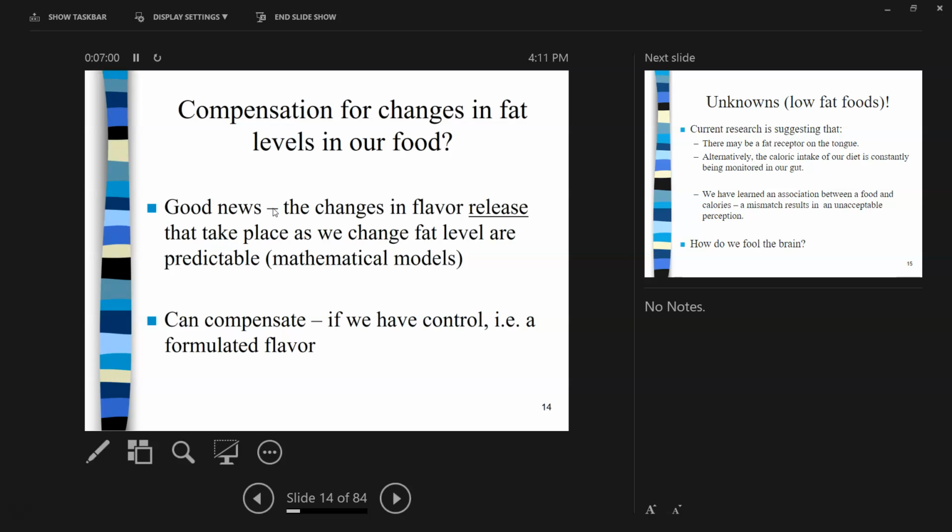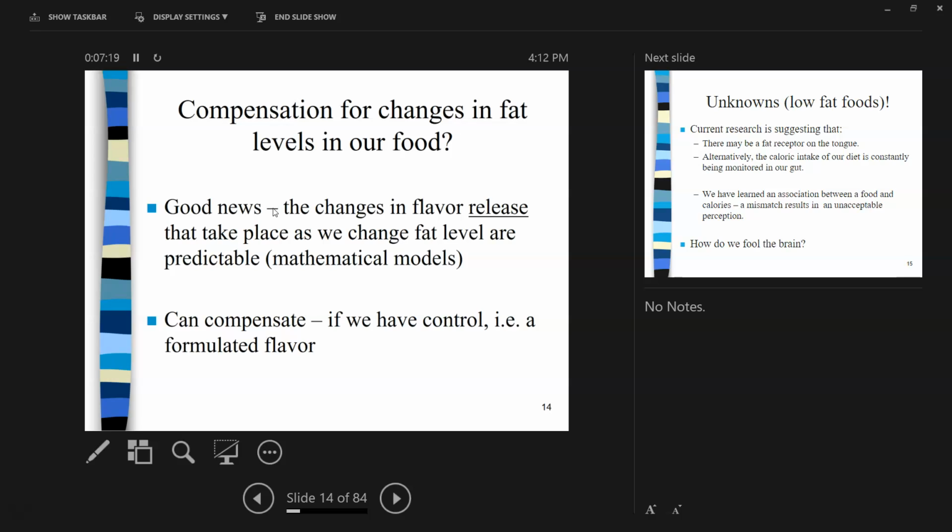And so we really could adjust our flavor. We could look at the flavor compounds that are in there. We could look at their water solubility and fat solubility and look at a product and say, this much fat, how much water? We need to add this much more of that compound or less of that compound. So we can do the math and we can take care of it.